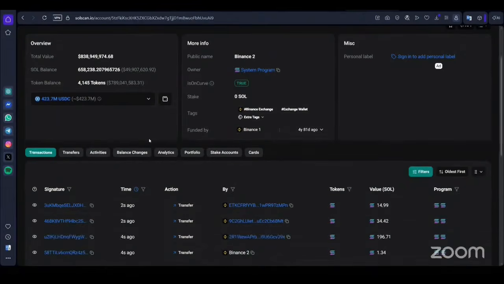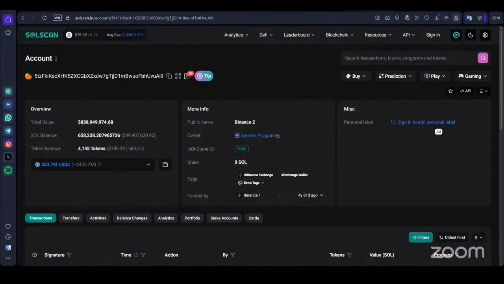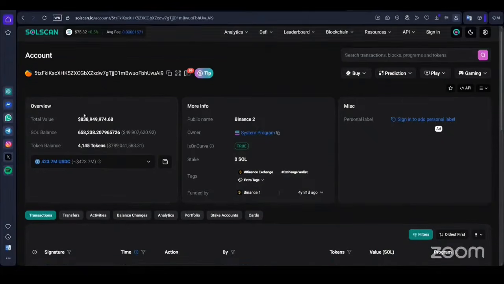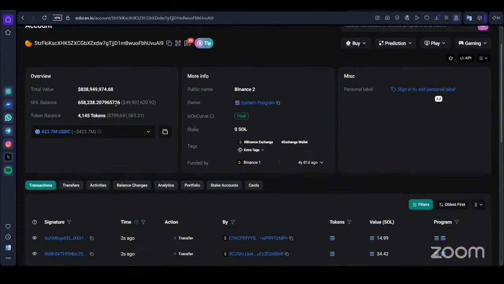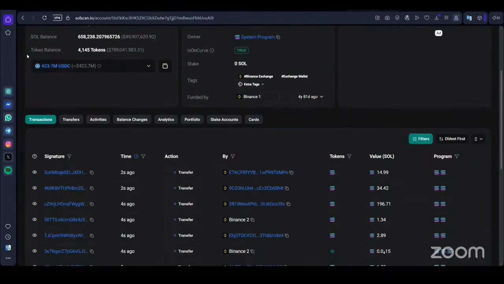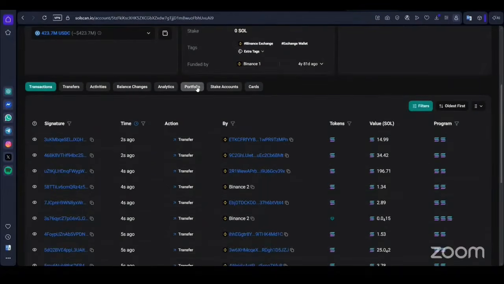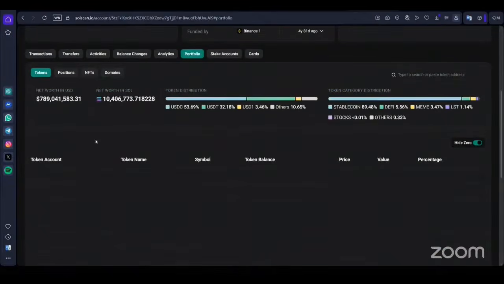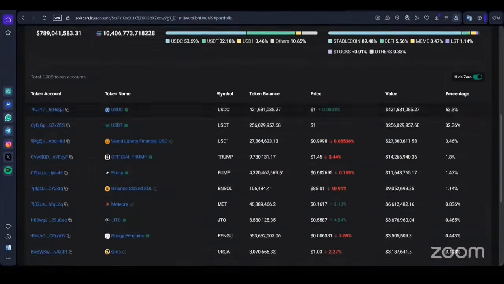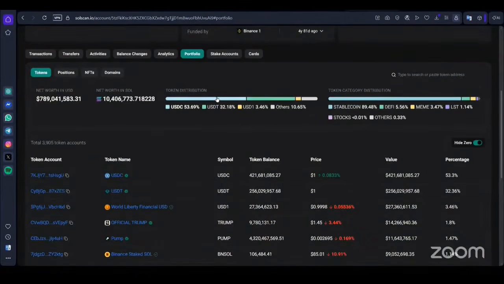So moving forward, we also have detailed information available for this specific address. We can see exactly how much money is held, what that total amount is currently worth in Solana, and finally, a comprehensive breakdown of the entire token balance associated with this account. We also have a portfolio here. Here we can clearly see exactly how the different currencies are distributed by percentage within this specific wallet.